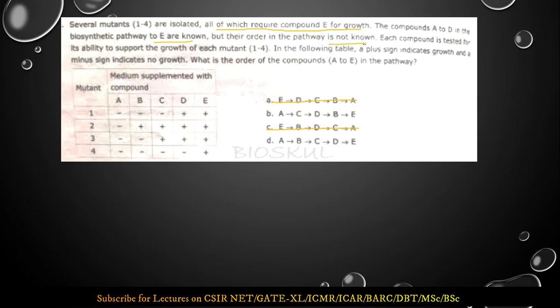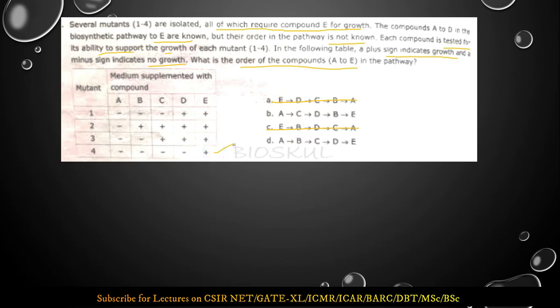Each compound is tested for its ability to support the growth of each mutant in the following table. Plus sign means growth and minus sign means no growth. What is the order of the compounds? Here plus means growth and minus means no growth, and it is asking about the order of the compounds. We know the final product will be E, where the growth is complete.